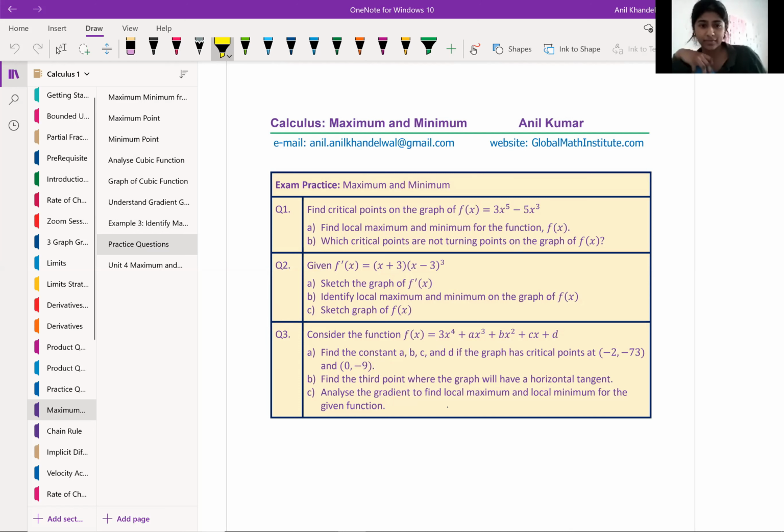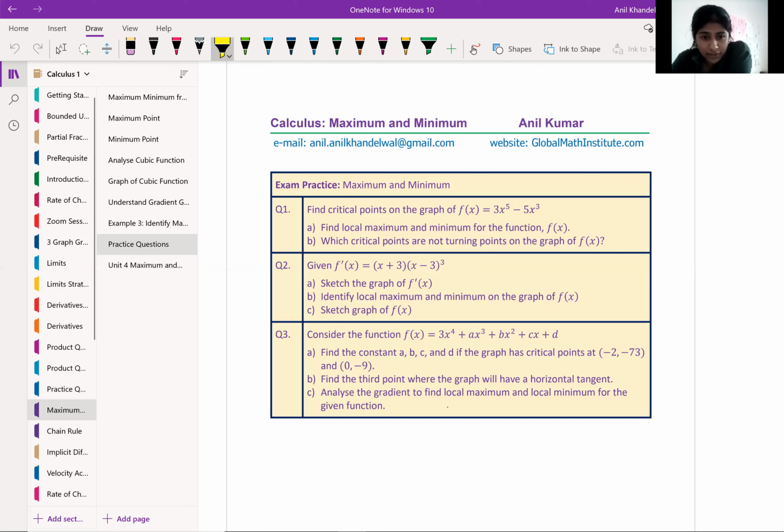Now, if you could read them and tell me what is your thinking and how you can solve these questions. Right. So question 1: find critical points on the graph of f of x equals 3x to the power of 5 minus 5x cubed. A. Find local maximum and minimum for the function f of x. B. Which critical points are not turning points on the graph of f of x? Those could be points of inflection, correct?